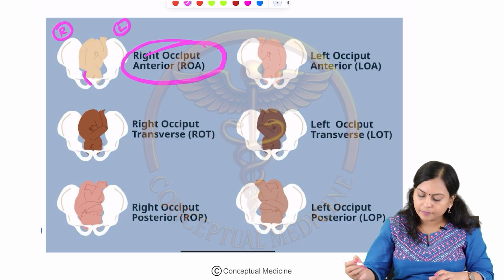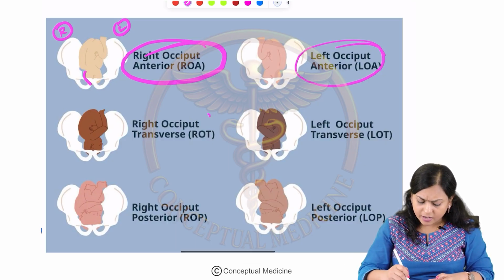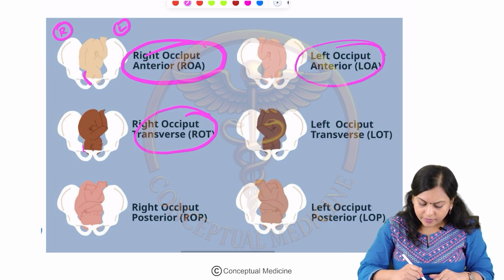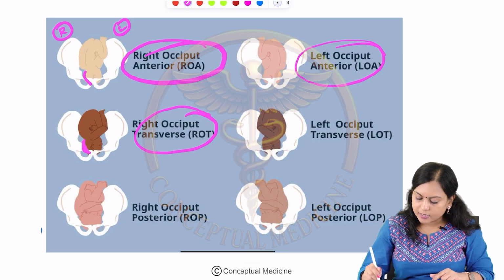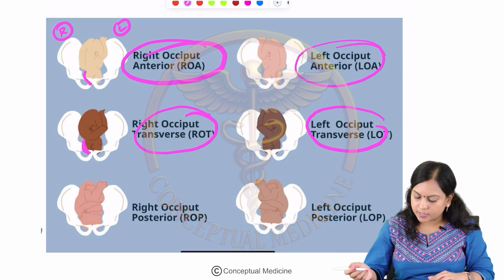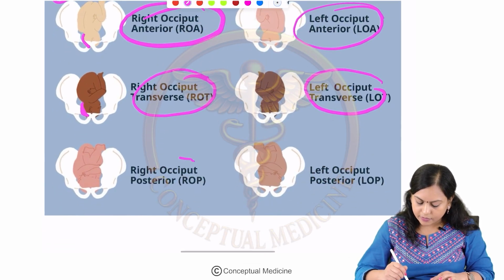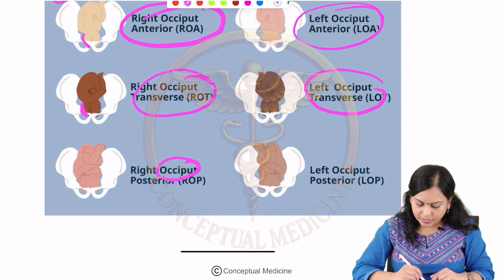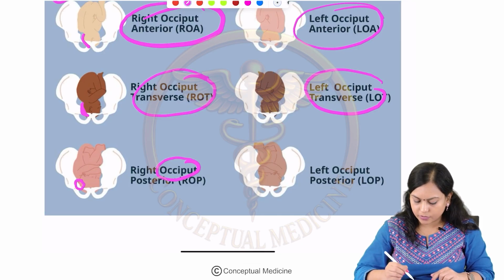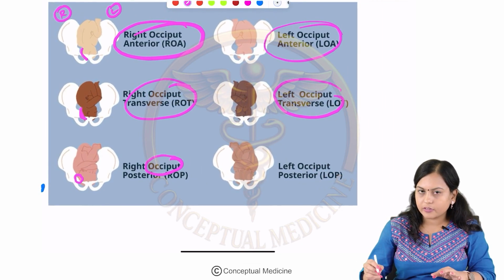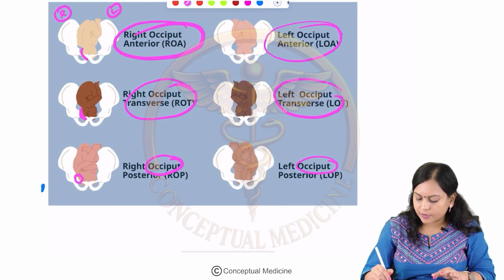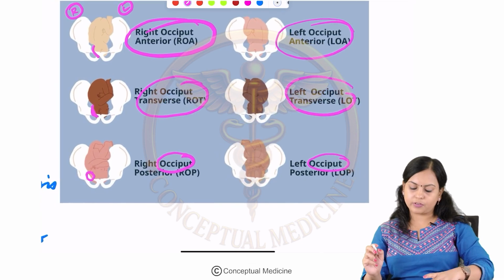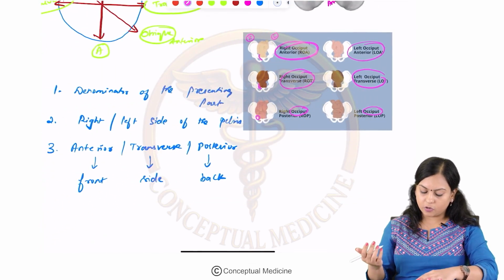The same way we will have the left occipito anterior, right occipito transverse. See here the occiput is in the transverse position. Then since the occiput is lying in the left side here, it is known as left occipito transverse. Here if you see the occiput is facing the sacrum, and it is facing the right side of the sacrum. So it is a right occipito posterior. Here the occiput is in the left quadrant and it is facing posterior. So it is a left occipito posterior. The same way you can have the other denominators also.